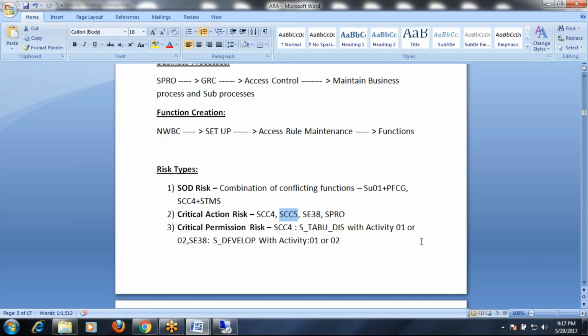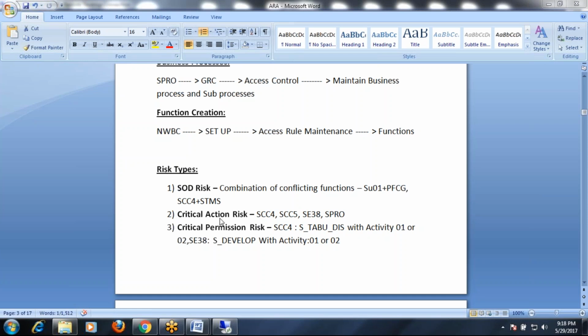No user can log in, first of all. The entire production support gets stopped. The production system will be down for one day or a minimum of two days. If a production system is down for one or two days, what will be the impact on your business? The company gets a huge loss, millions of dollars of loss. So here the T code itself is a risk. Any user having the SCC5 T code should be identified as a risk. That is called a critical action risk.